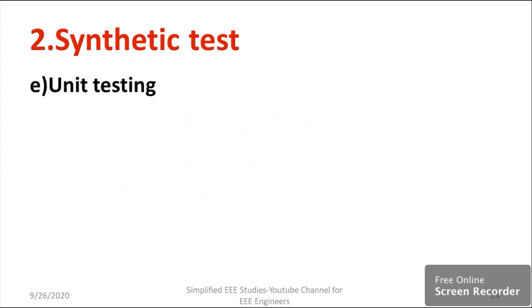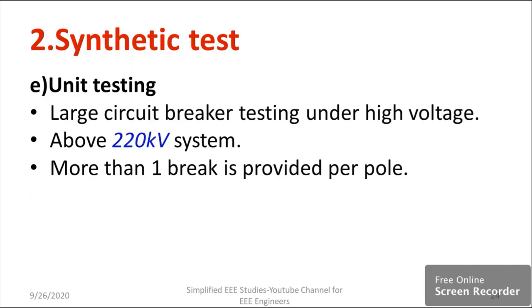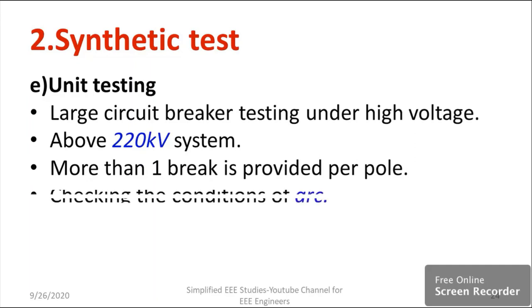Moving on to unit testing. Let us understand the significance of unit testing. Why are we conducting the unit testing? As we can see, large circuit breaker testing under high voltage is very essential, and this can be done for very large and high voltage circuit breakers. So normally it is mainly applicable for testing above 220 kV. More than one break is provided per pole. So that's the procedure for conducting the unit testing.